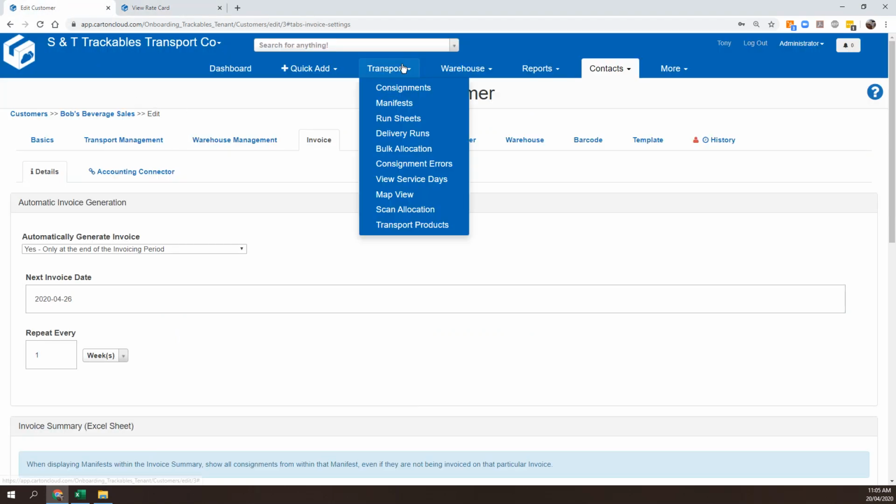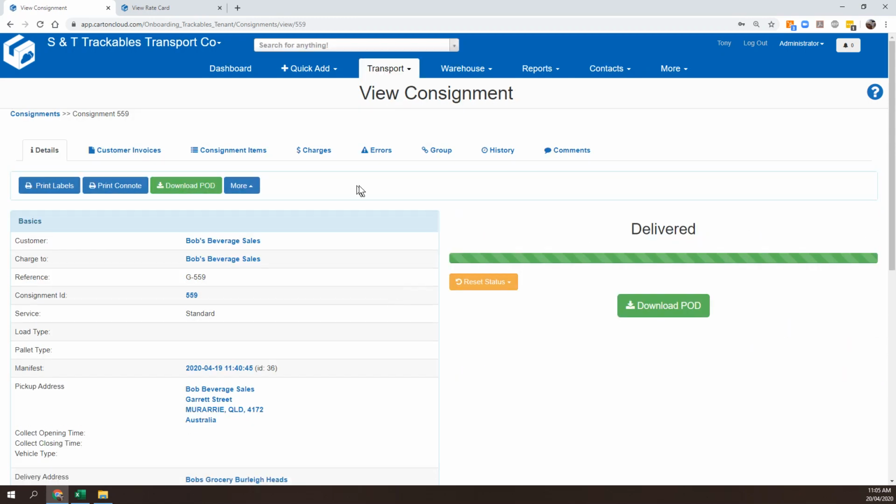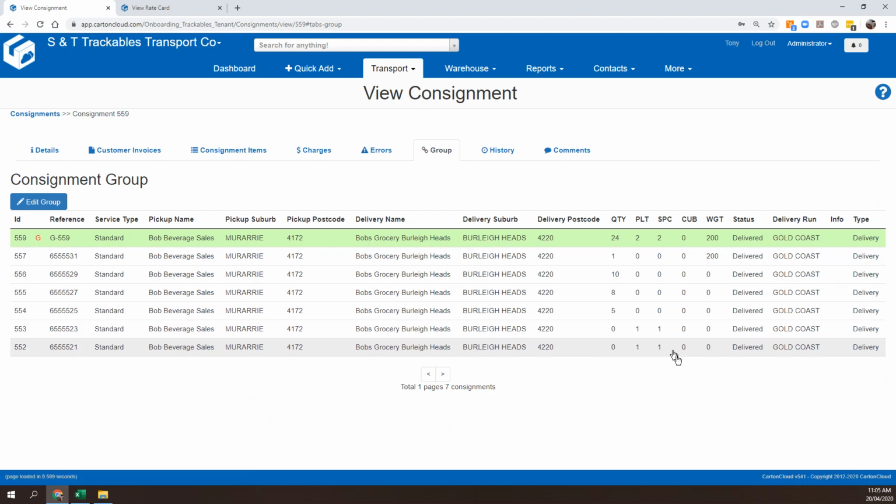So when we were looking at, for instance, the grouped consignment I've added in earlier on today, if I have a look at the consignment, go into the group, I can see that I have all these different variations, and these two ones down the bottom are actually single pallets. So without grouping, these would charge at $50 each.